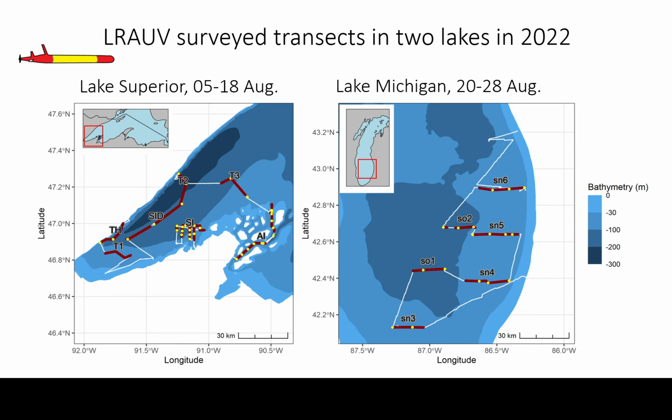Looking at data collected in the summer of 2022 in the western arm of Lake Superior, as well as the southern basin of Lake Michigan, these drones traveled on this white sampling path, and then the dark paths here are the nighttime sampling effort, and these yellow circles are those profiles the drone takes as it goes up and down in the water column.